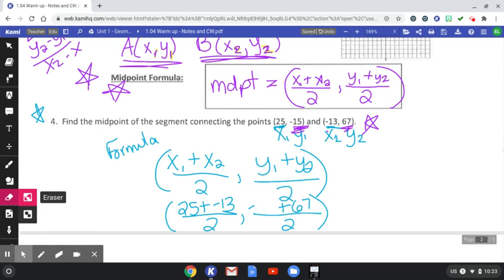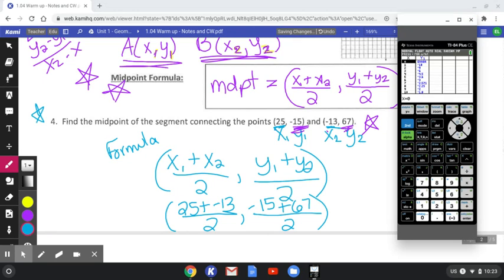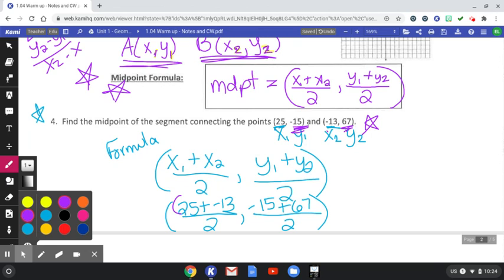My handwriting there was a little bit off. Let's try that one again. Negative 15 plus 67. Now, when you go to put this in the calculator, we have to be careful. If I put in 25 plus negative 13 divided by 2, your order of operations is going to give you a decimal. What we really want to be doing is take this sum first. Well, 25 minus 13 should be 12, if some of us can do that in our head. 12 divided by 2 gives us an x value of 6.